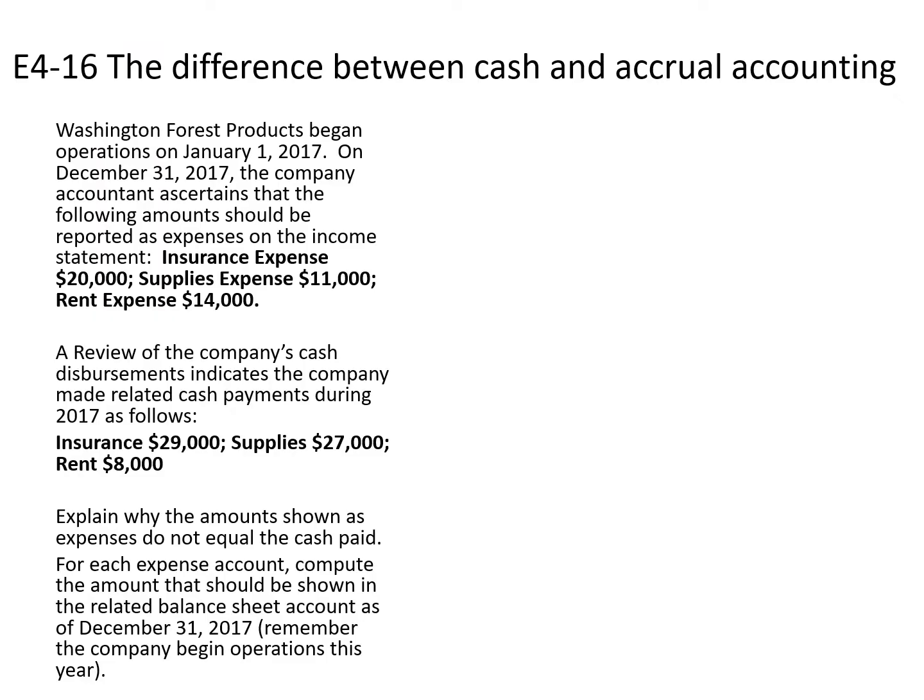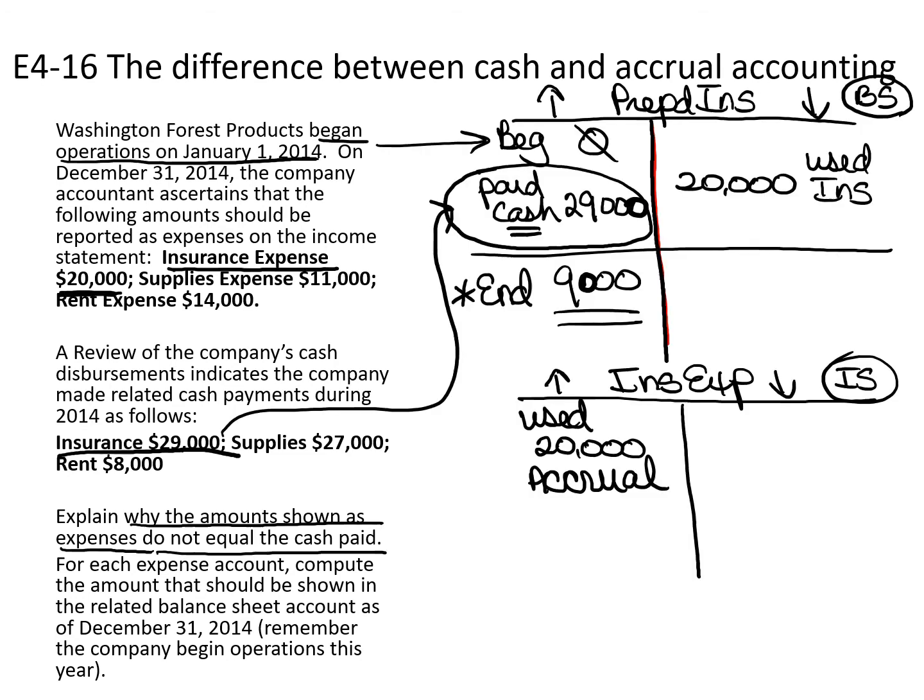Here's a problem where it's basically CSI accounting, and we're going to do it for insurance, supplies, and rent, and find the missing numbers. So let's start.